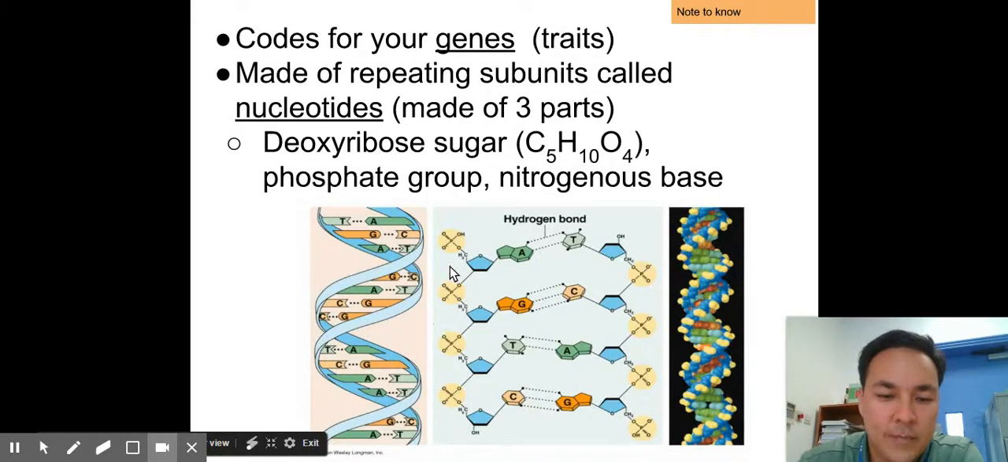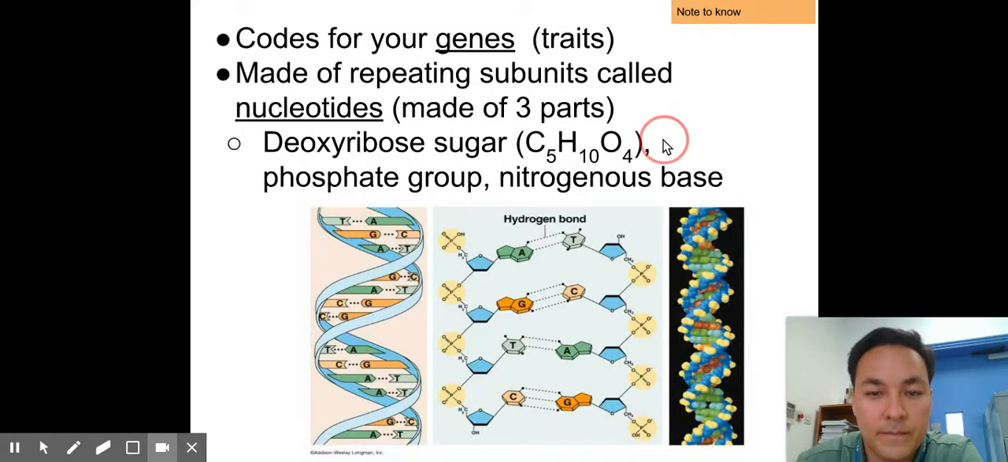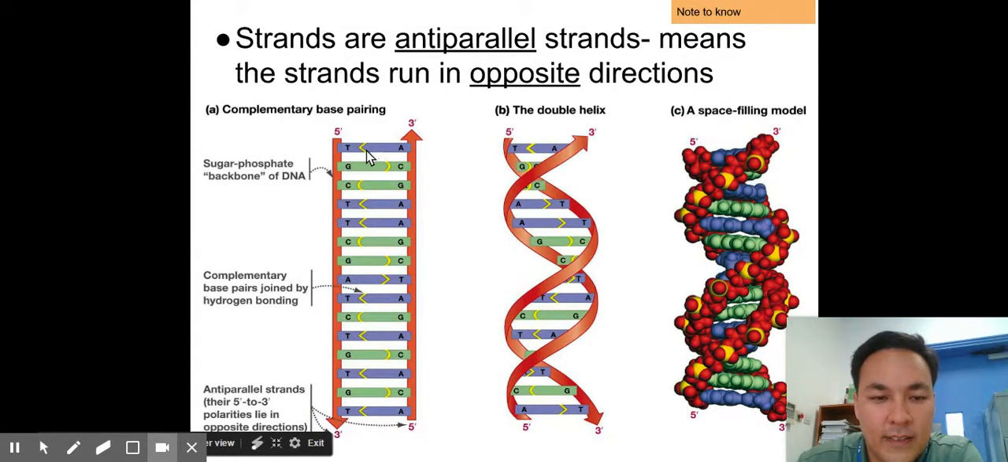That'll be on the next slide. And lastly, you don't need to know this, but the phosphates are negatively charged. So that's going to give DNA a negative charge overall, which helps us to do electrophoresis and some other cool things. All right, here we go.